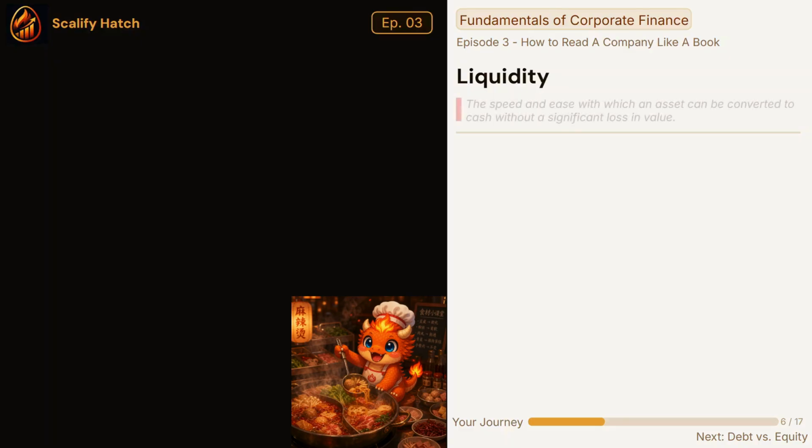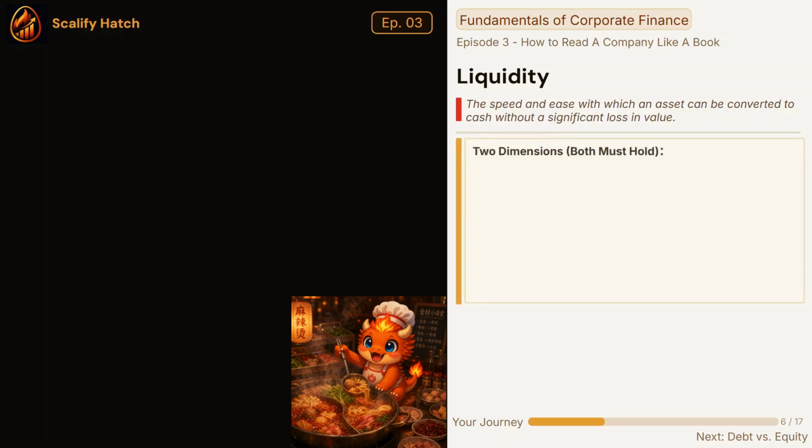Well, liquidity is the speed and ease at which an asset can be converted to cash without a significant loss in value. Most importantly, we can actually convert any asset to cash quickly if you just drop the price low enough. However, true liquidity means you can do it quickly and get close to what it's worth. And these are the two most important traits of liquidity.